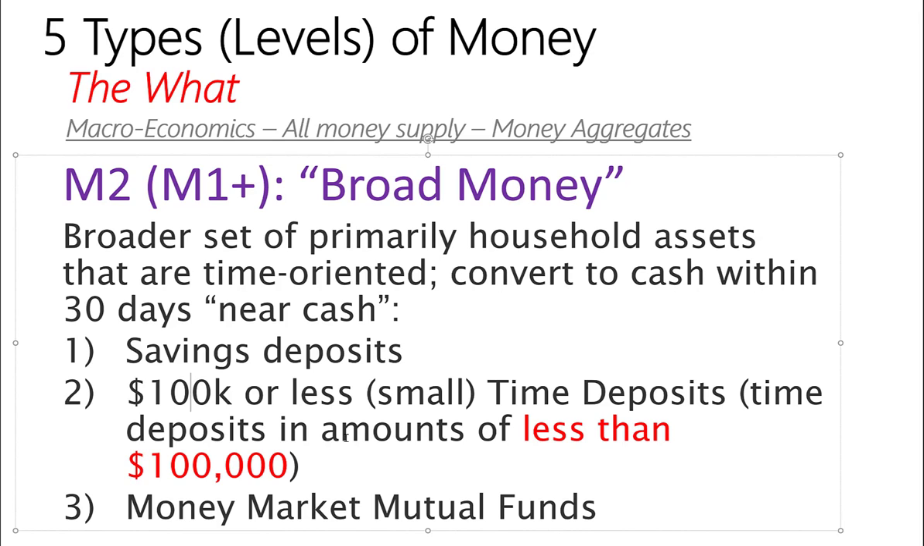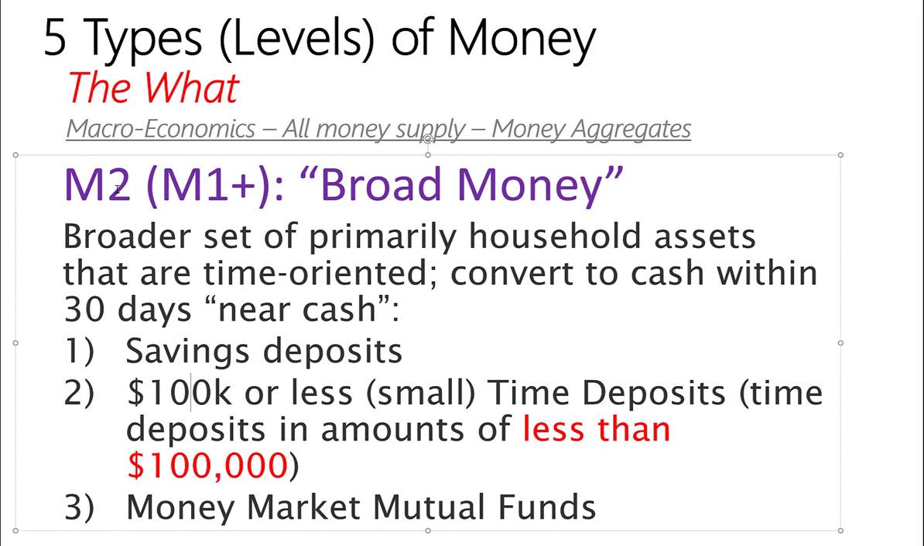Now the second thing here, and this is important when we get to the last money aggregate, is $100,000 or less. So we have a time deposit. It could be CDs, or it could be any type of instrument or asset that has a time factor on it. And these are small time deposits, but they're also $100,000 or less. So again, you can see the lower money aggregate of M2. I say lower, it's kind of in between.